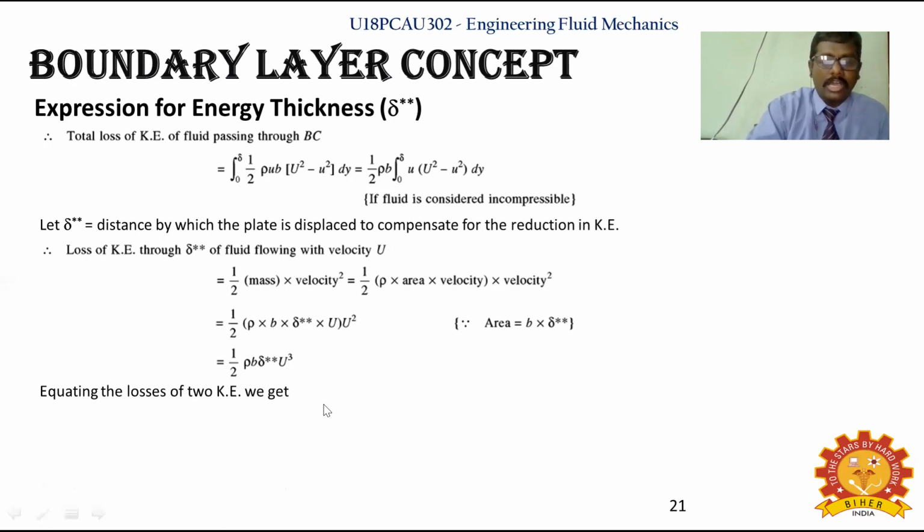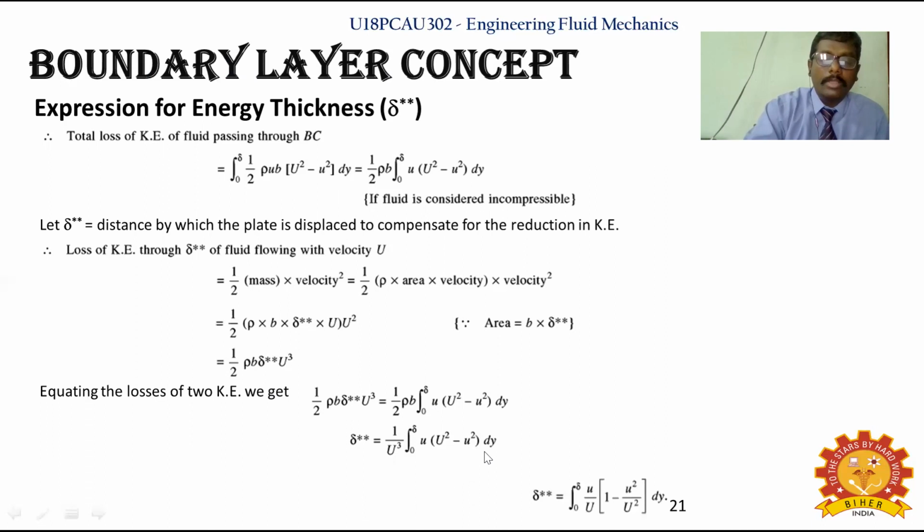Now you equate these losses: the total loss of kinetic energy is compensated by this energy thickness. By equating, you can solve for delta double star. As usual, on both sides we cancel rho b. So delta double star will be 1 by U cube, integration 0 to delta, u into (U square minus u square) dy. Finally, by cancelling rho b on both sides, you get this final equation.